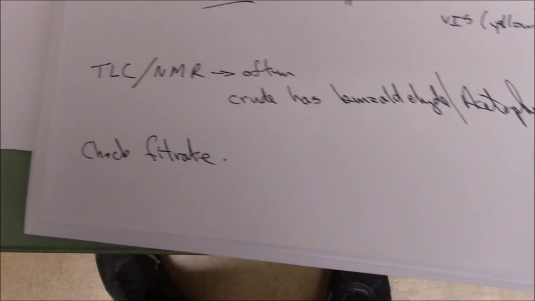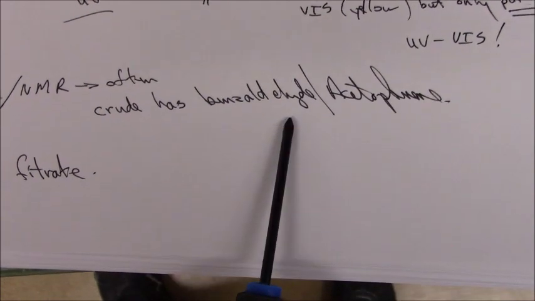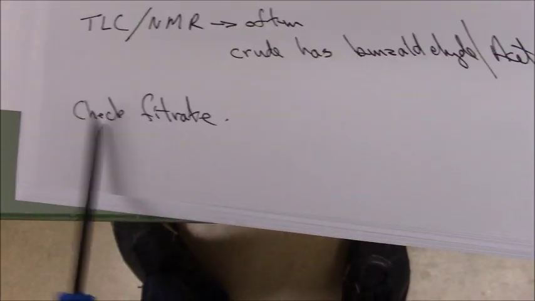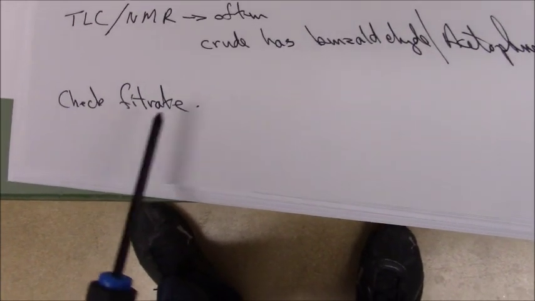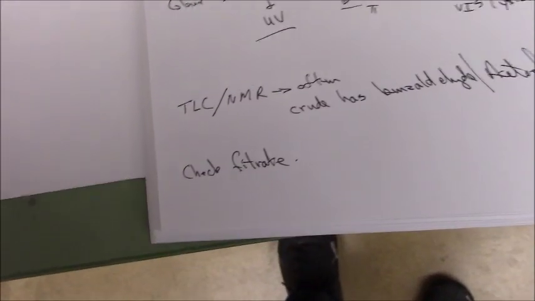TLC and NMR. When you run this, as I already pointed out, the TLC indicates a little bit of leftover benzaldehyde or acetophenone, and the NMR can show whether you have that or not, and that's common. And obviously, we would like to check the filtrate as usual, if we had an HPLC to run it, and find out exactly how much organic material is left in the filtrate. That's the only way to get a really good look at the yield.